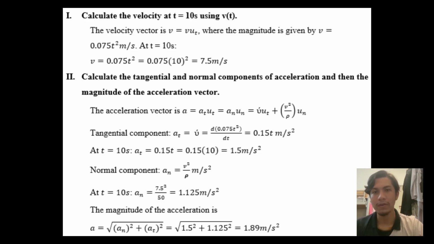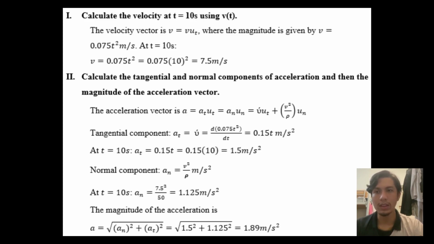0.15 t. So replace t in the equation of the tangential component, and the equation should be AT equals 0.15 t, equals 0.15 times 10. The answer that we got is 1.5 meter per second square.